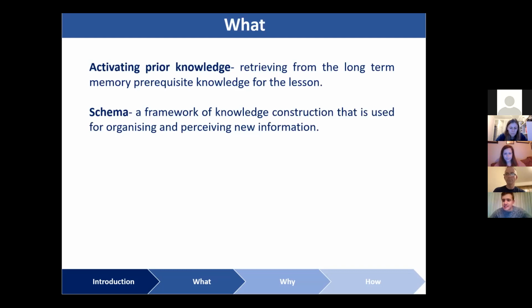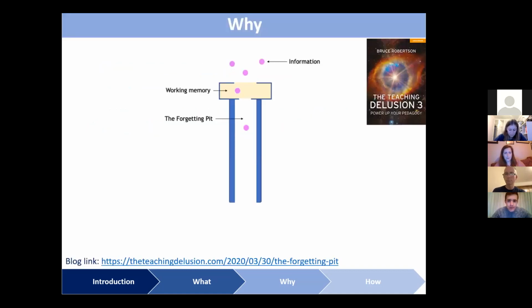So there are three stages to tonight's session. The what, which I've just gone through: what do we mean by activating prior knowledge to construct history schema? The why: why is it so important to do it? Because I think this is one of the absolute most important things to consider when teaching. And then how do we go about it? What are a few takeaway strategies that hopefully can just be embedded in the classroom?